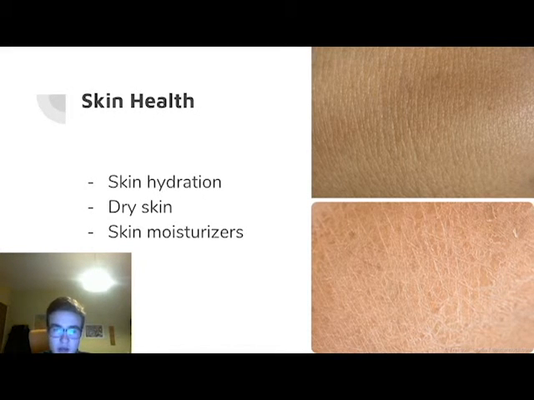The next thing water is important for in our health is skin health. We need water to hydrate our skin, and if we don't get enough water, our skin will become dry and start peeling off, and we will need skin moisturizers or to drink more water generally in order to fix that.